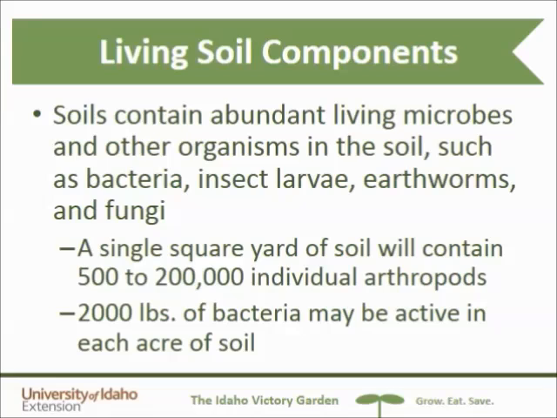And we're also talking about the ones that you can't see, so bacteria, fungi, and some of the microscopic organisms like beneficial nematodes. So a single square yard of soil could contain anywhere from 500 to 200,000 different individual arthropods, so that's insects and their friends. And it could contain over 2,000 pounds of bacteria in an acre of soil. And this might seem a little bit scary, but these are all really important beneficial things that are happening in the soil.